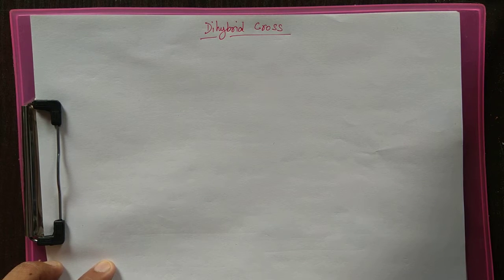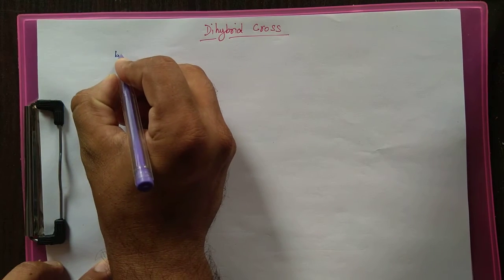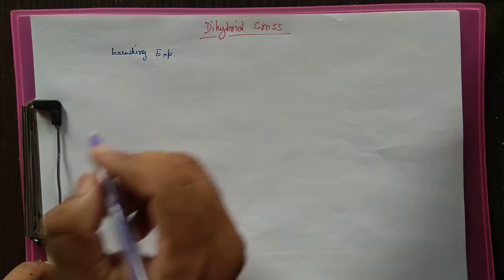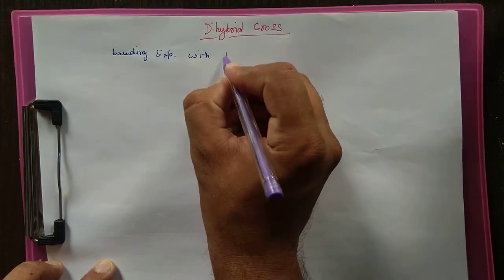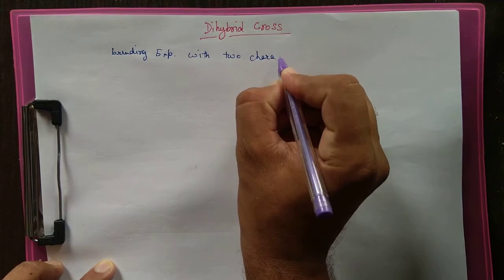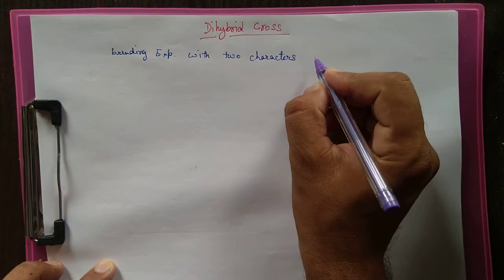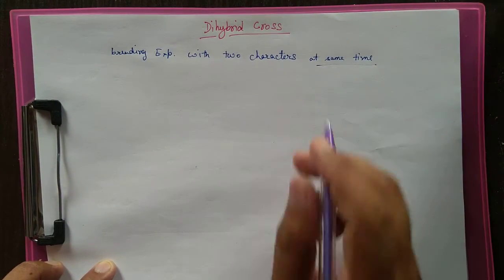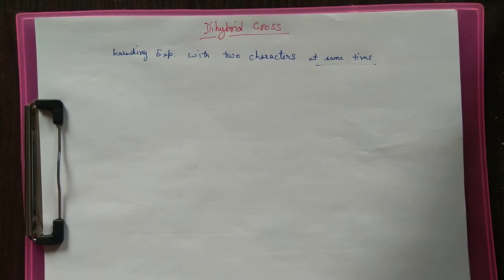Dihybrid cross means breeding experiments with two characters at the same time. At the same time, we deal with two characters. In a monohybrid cross, we select one character. Here we will select two characters, cross them, and identify what the results will be.